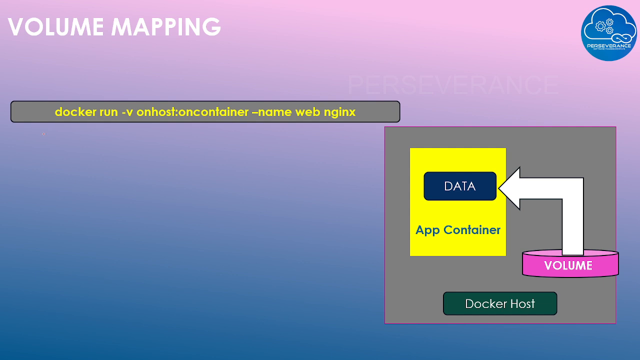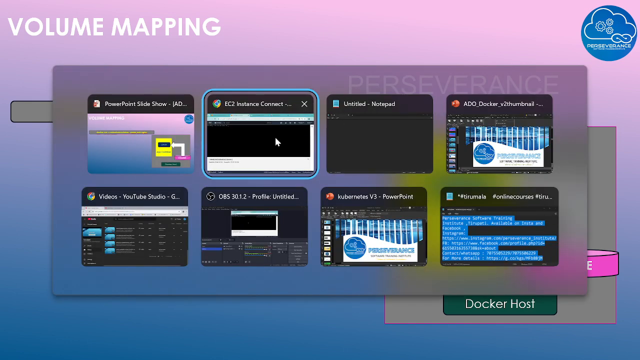All right, so this is the command. Let me explain. docker run -v is to map a volume. The first path is the path on your server, which is on the host. The second path is the path on your container. After that, --name, then the name of your container, and the image to be used for your container. All right, so let's execute this.